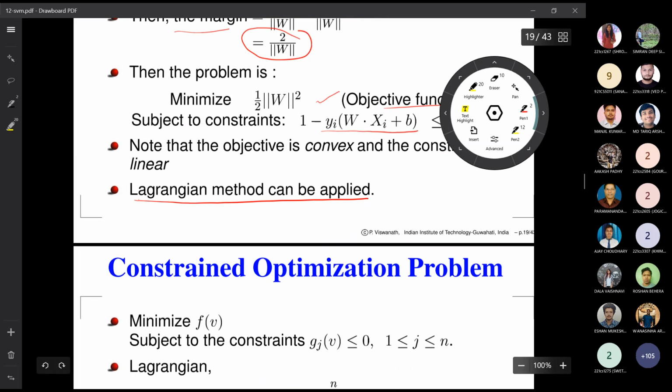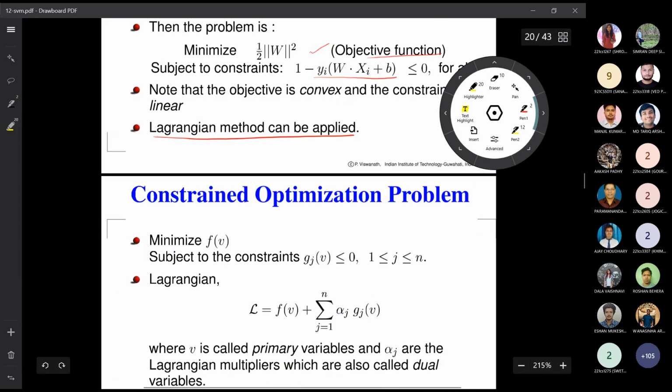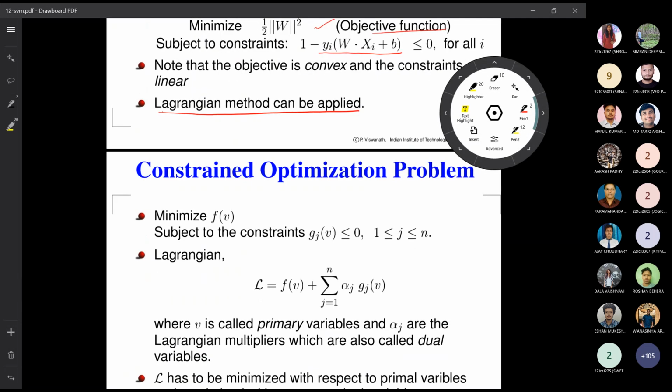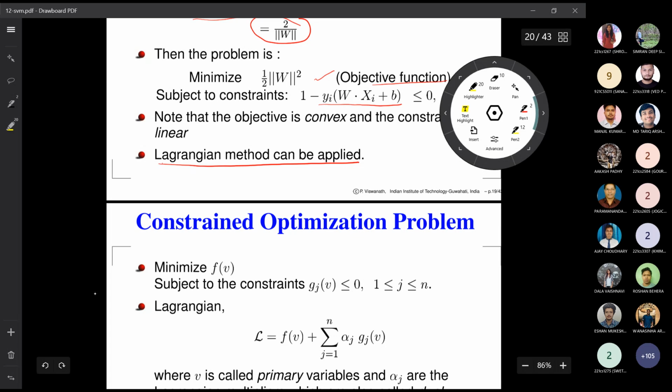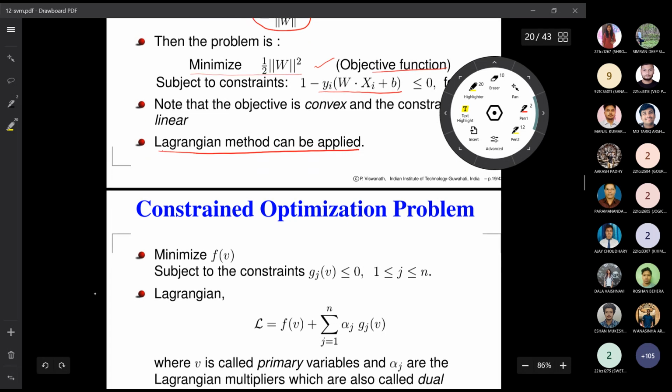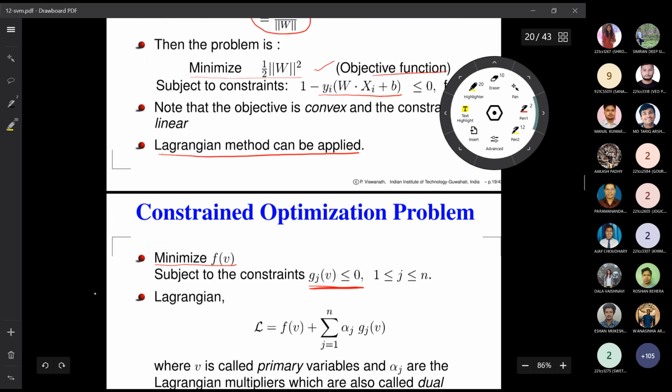So what is the Lagrangian method? I will give you a brief overview, and if you are more interested, maybe I can take one more class after studying it rigorously. So what do we have to do? The problem is that we have to minimize a function, and what is the constraint? The constraints are inequalities. Here it is less than 0, but our problem was greater than 0.